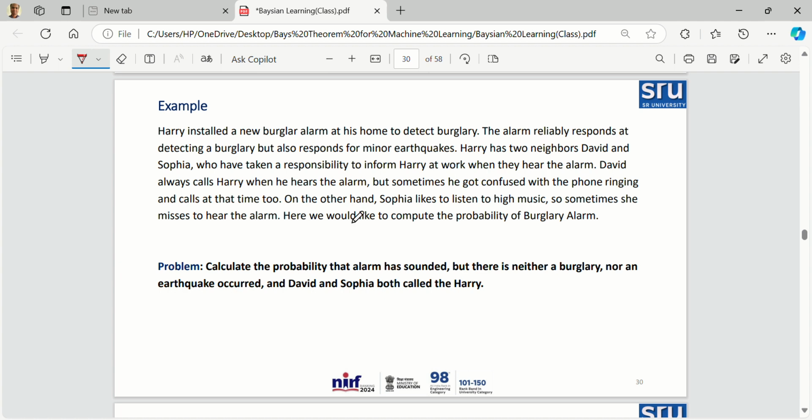David always calls Harry when he hears the alarm, but sometimes he gets confused with the phone ringing and calls at that time too. So if both are ringing and calls are both happening, then he is not able to identify. On the other hand, Sophia likes to listen to loud music, so sometimes she misses hearing the alarm. Here we would like to compute the probability of the burglary alarm. What is the problem now? Calculate the probability that the alarm sounded, but there is neither a burglary nor an earthquake, and David and Sophia both called Harry.